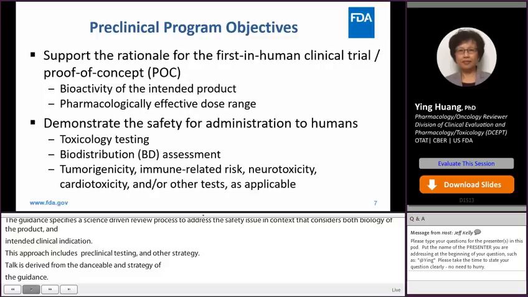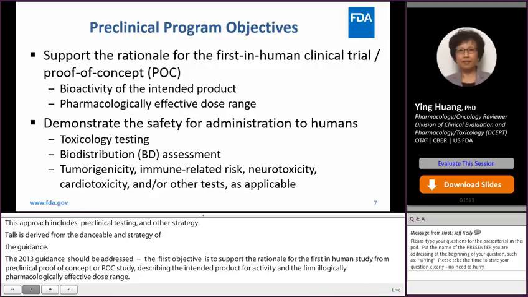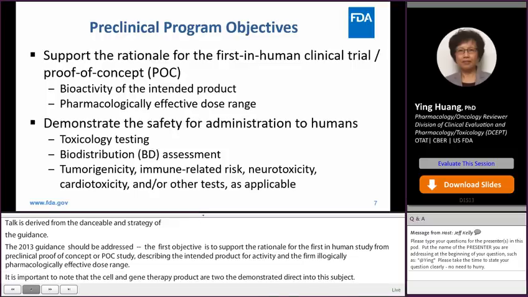An important note is that cell and gene therapy products are to be administered directly into disease subjects. Therefore, bioactivity of the product shown in appropriate animal models can help in interpreting the expected biological responsiveness in the intended disease population. The next objective is to demonstrate the safety for administration to humans.